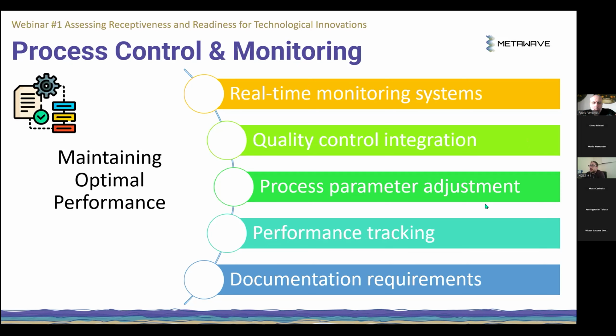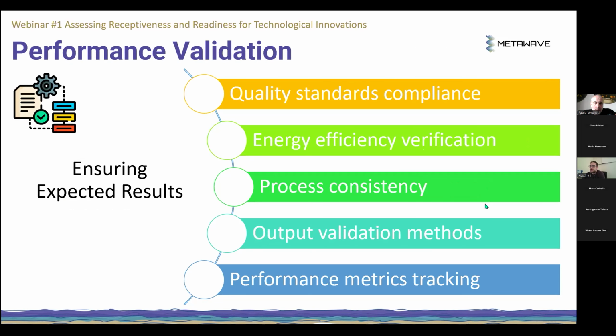About maintaining optimal performance, these 5 key issues are about having a real-time monitoring system, integrating quality control aspects within the current processes, having a performance tracking methodology, and documentation when it is necessary.